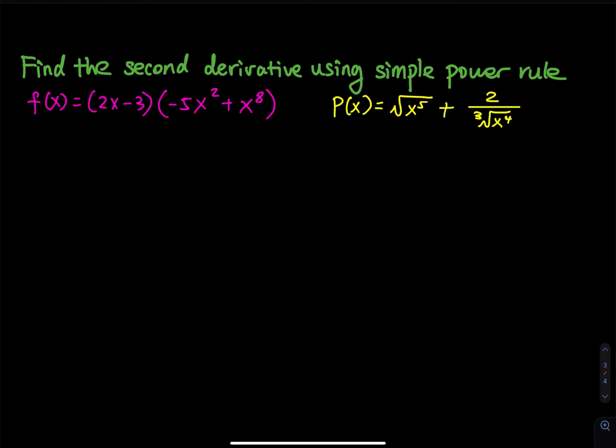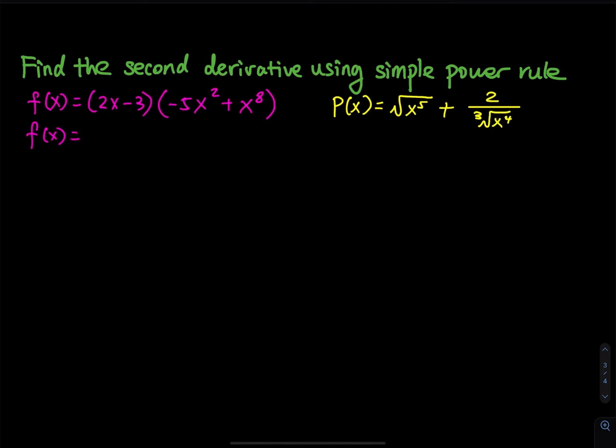Find the second derivative using simple power rule. For this type of problem, the first step is to simplify as much as possible, and also rewrite the exponent. For the first one, you have the product, so you have to multiply these two factors. Let's fully multiply this out.